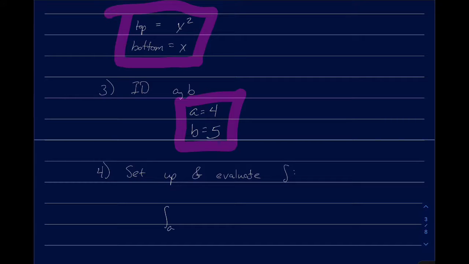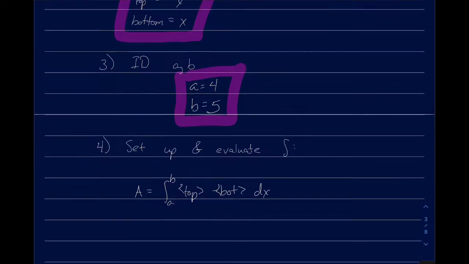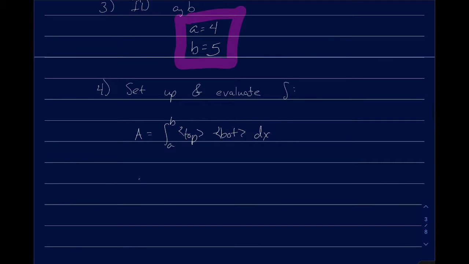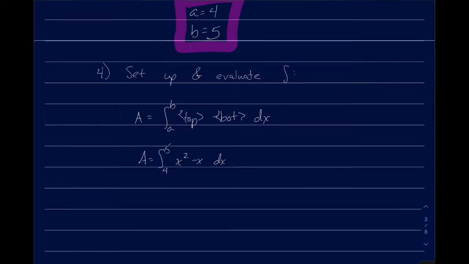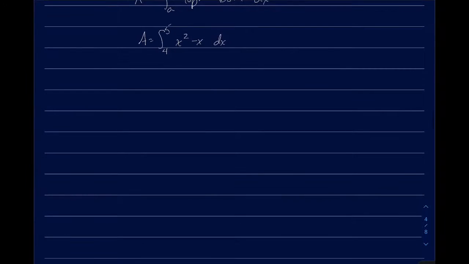So remember, our integral is from a to b. So the area is the integral from a to b of the top function minus the bottom function dx. Okay. So our area is going to be the integral from 4 to 5 of x squared minus x dx. Okay. So now let's just go ahead and evaluate it.